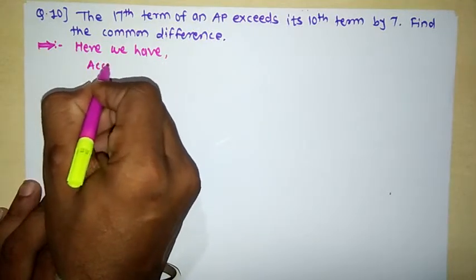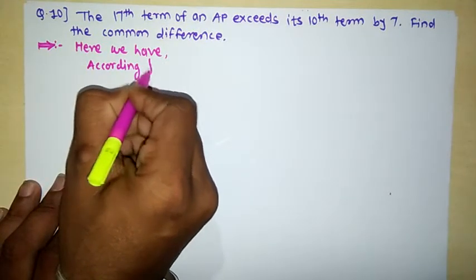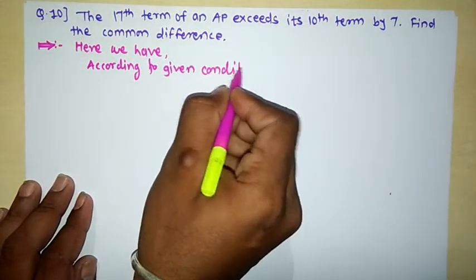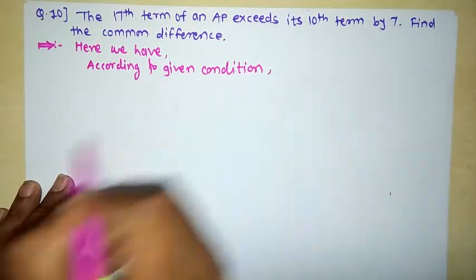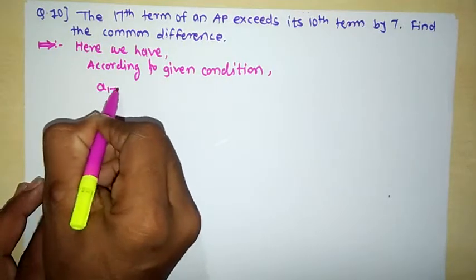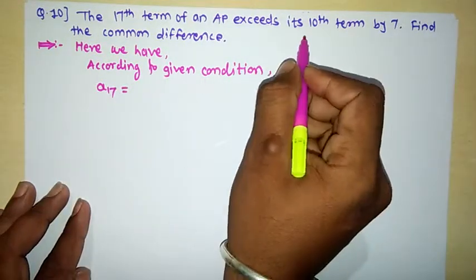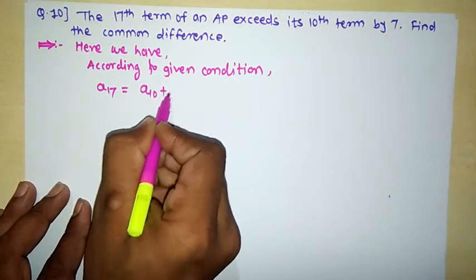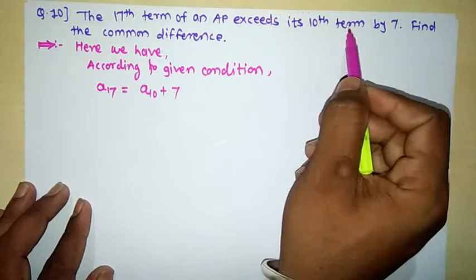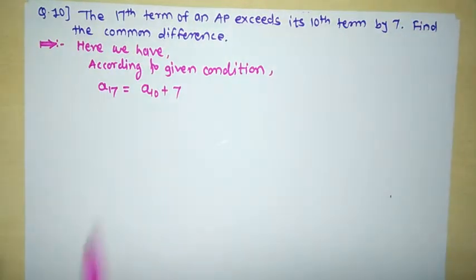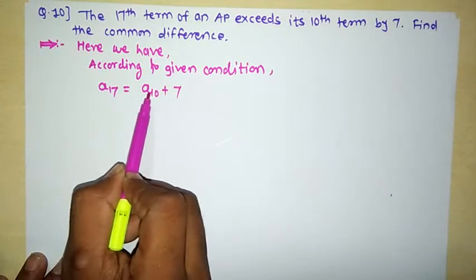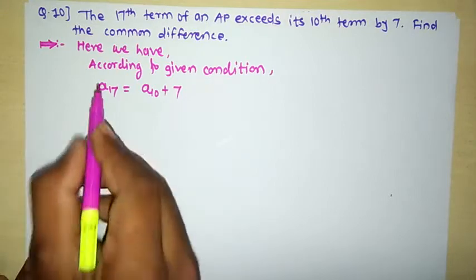According to the given condition, we can write A17, that is the 17th term, is equal to A10 plus 7. That is, the 17th term exceeds the 10th term by 7. This is the condition I have written as an algebraic expression: A17 is equal to A10 plus 7.